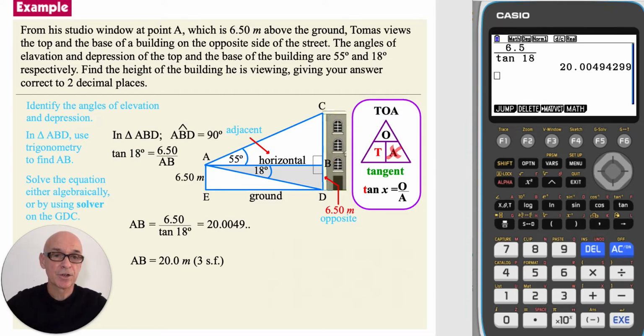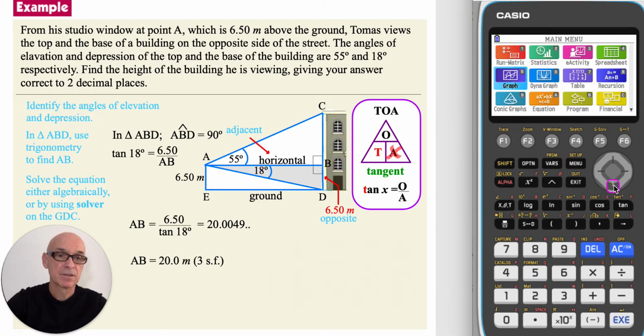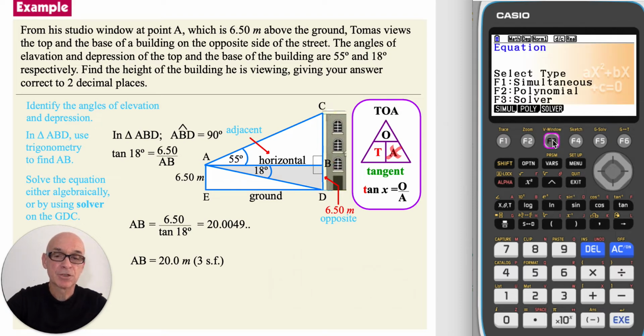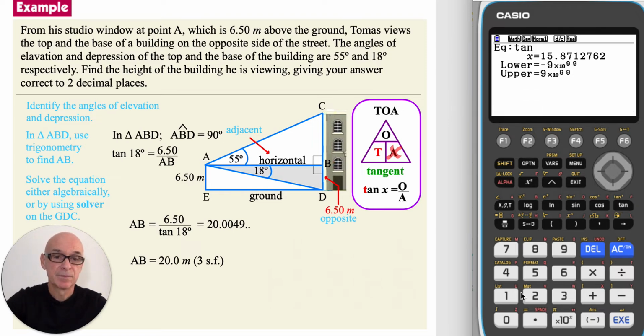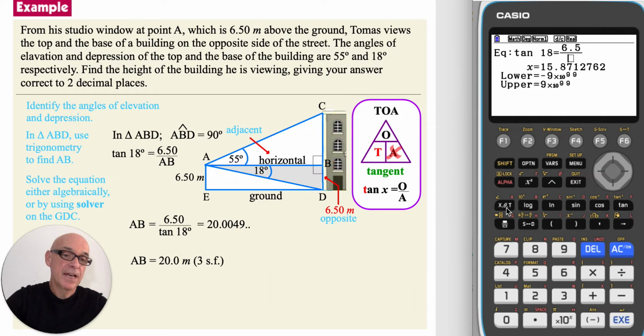Alternatively, you can solve the equation on your calculator. From the main menu, select Equation, pressing F3 for solver, and typing in the original equation. So pressing tan, 18, shift to access equals, and pressing the fraction button, putting 6.5 in the numerator, pressing the down cursor, and putting the X variable to represent AB in the denominator. Pressing execute to enter the equation, and F6 to solve the equation.